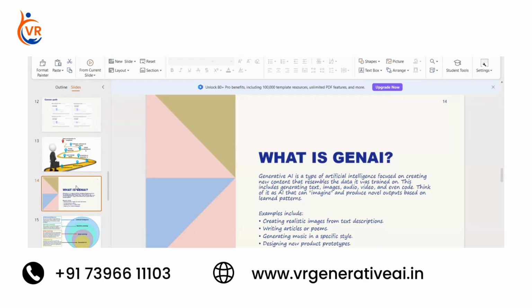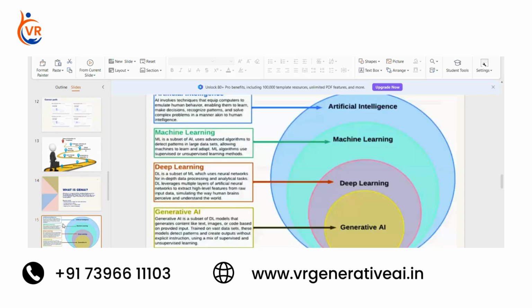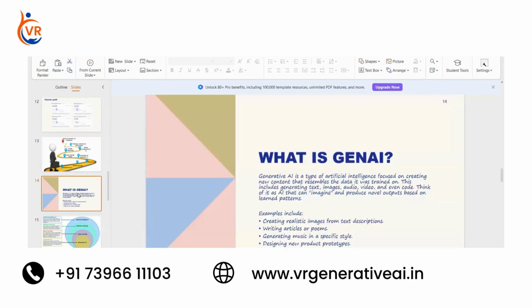So what is Gen AI? Can anyone give a summary or one sentence answer for what's Gen AI? As you can see on the screen, generative AI is a type of artificial intelligence focused on creating new content that resembles the data it was trained on, right?